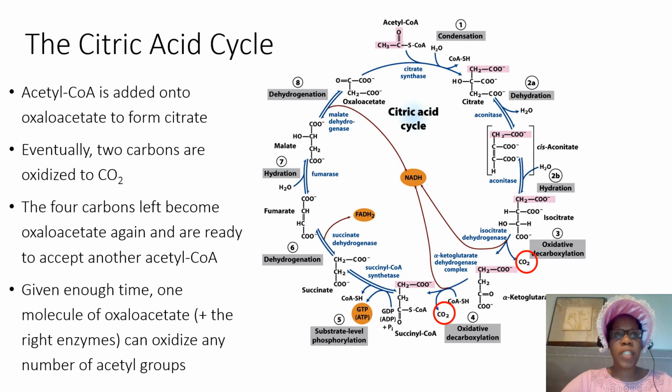The 4 carbons left become oxaloacetate again, like I said, ready to accept another acetyl-CoA, and given enough time, 1 molecule of oxaloacetate and the right enzymes can oxidize any number of acetyl groups. Again, these acetyl groups are coming from the glycolysis pathway when we create pyruvate and then turn it into acetyl-CoA, and also from the breakdown of fatty acids.